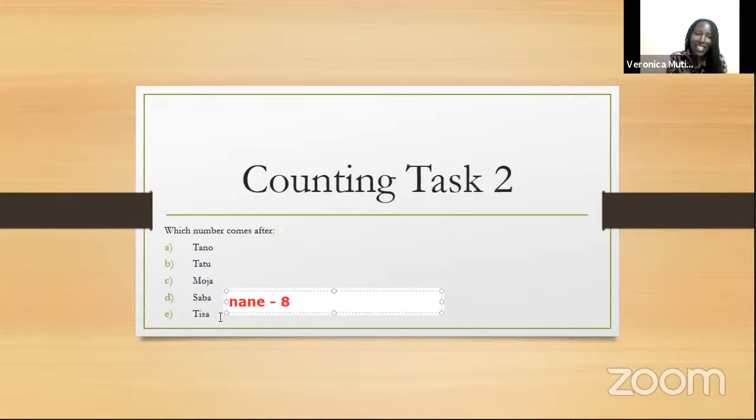And then we have the number that comes after tisa. This is very easy. Kumi. Yes, kumi for 10. So just to remind you, tano is 5, tatu is 3, moja is 1, and then saba is what? 7. And then tisa? 9. Yes, good. As simple as that.